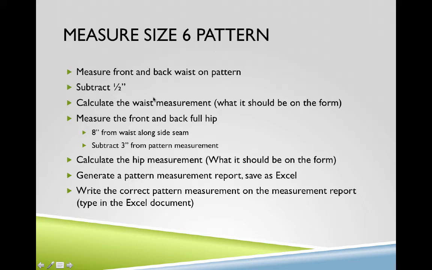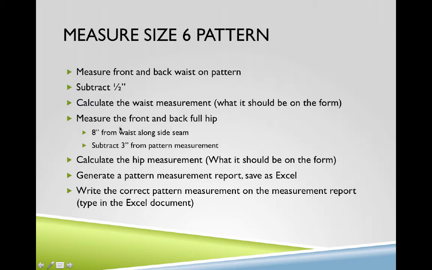So your steps to do this is to measure the front and the back waist on a pattern. So we're going to review what you did last time and measure the front and back waist along the silhouette. And then you're going to take that measurement and subtract 1/2 inch and calculate the waist measurement. So that would be the measurement of what it should be on the dress form.